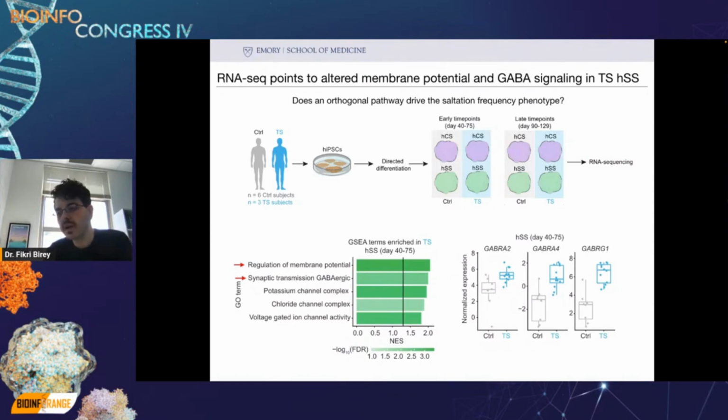So that was interesting. This is the GABA receptors expressed by a cell type that is actually synthesizing GABA itself. So this pointed to a potential autocrine signaling that might potentially be related to this saltation frequency phenotype through the action of the GABA, which was shown to be pro-motility before in other various studies.